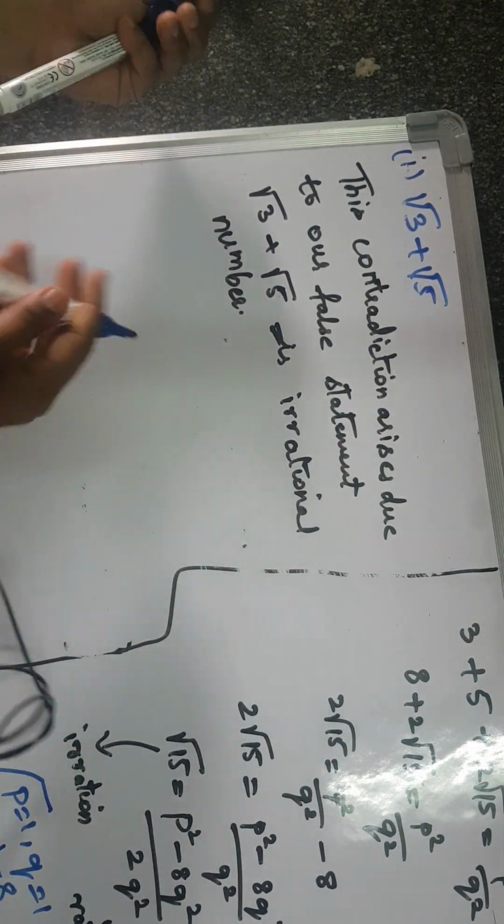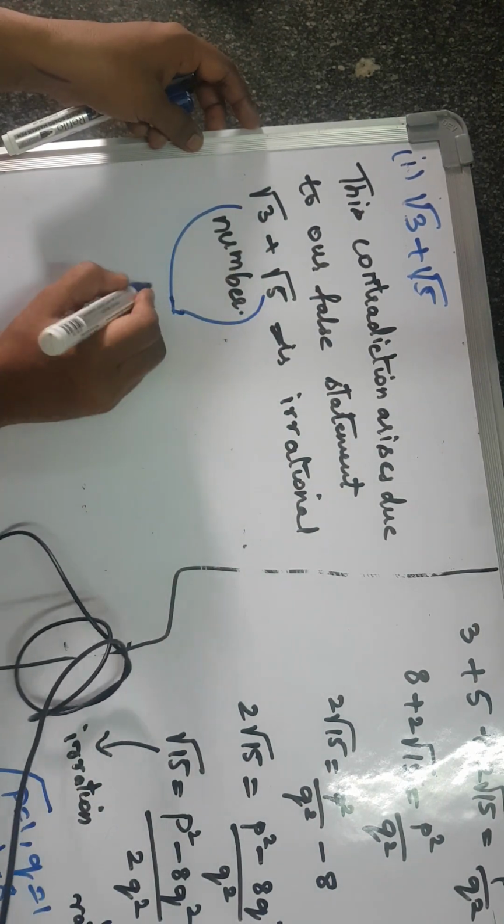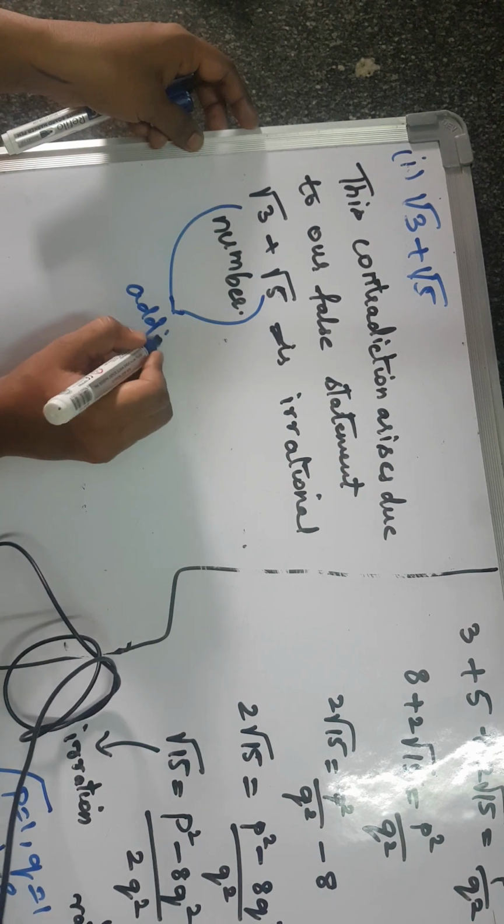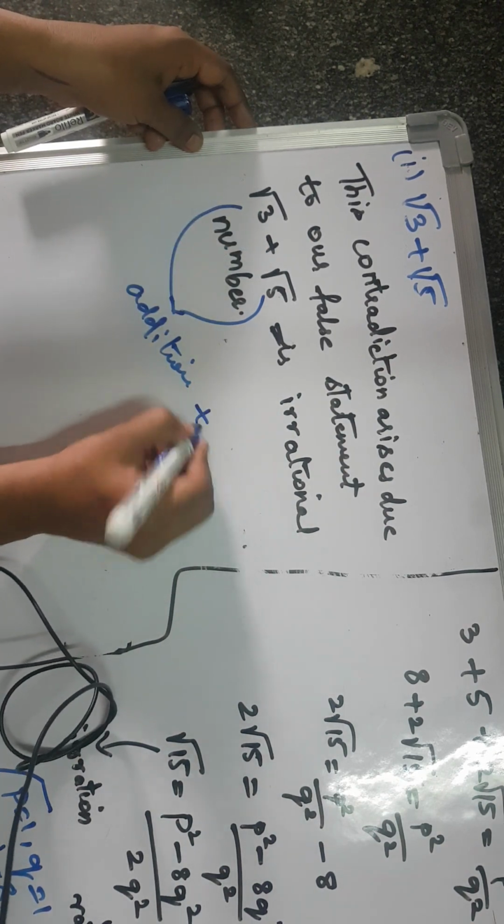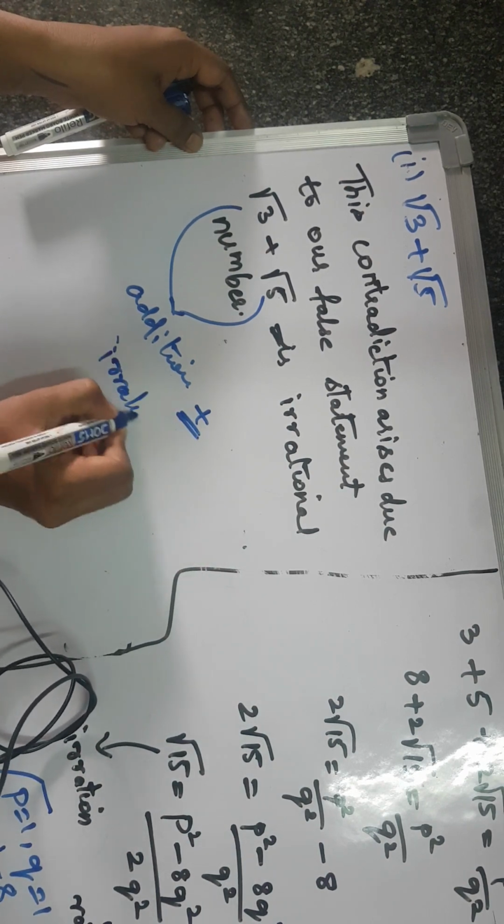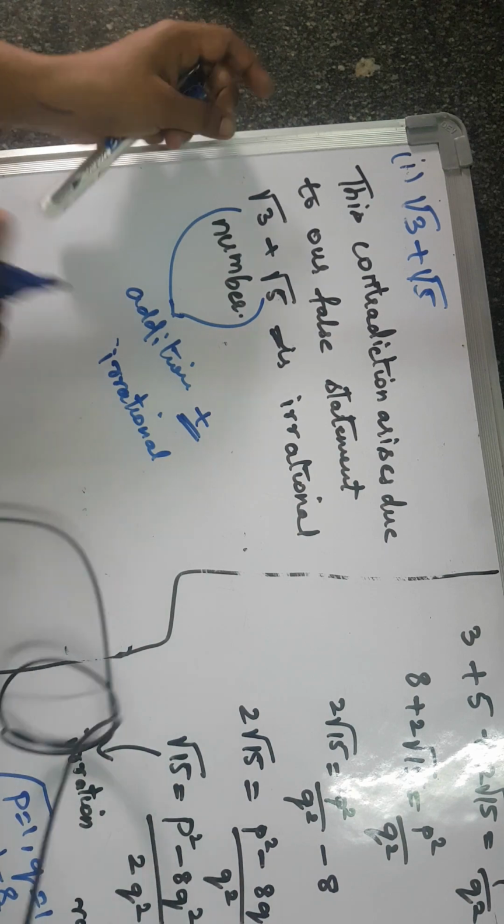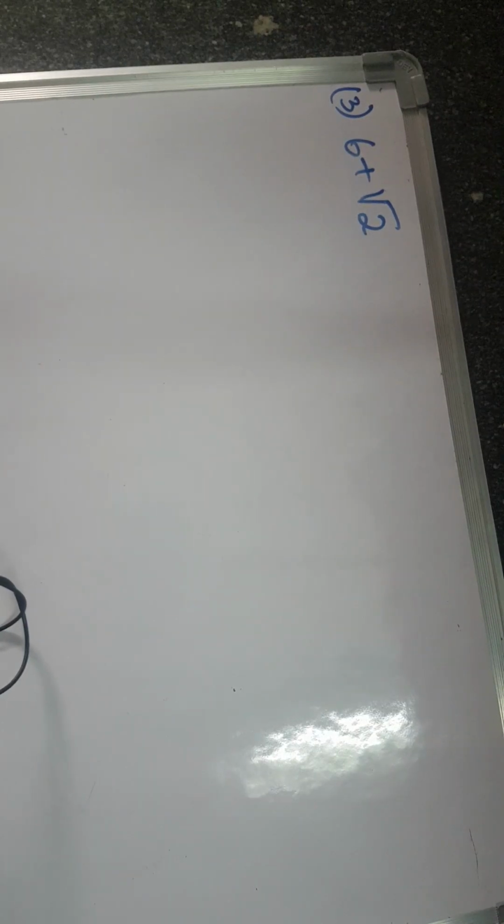I'm taking a white blue pen, which means this is the rough part. I'll explain it to you. The addition of two irrational numbers will be an irrational number only. With that we have proved that the addition of two irrational numbers will be an irrational number only. Now continue with the third question.